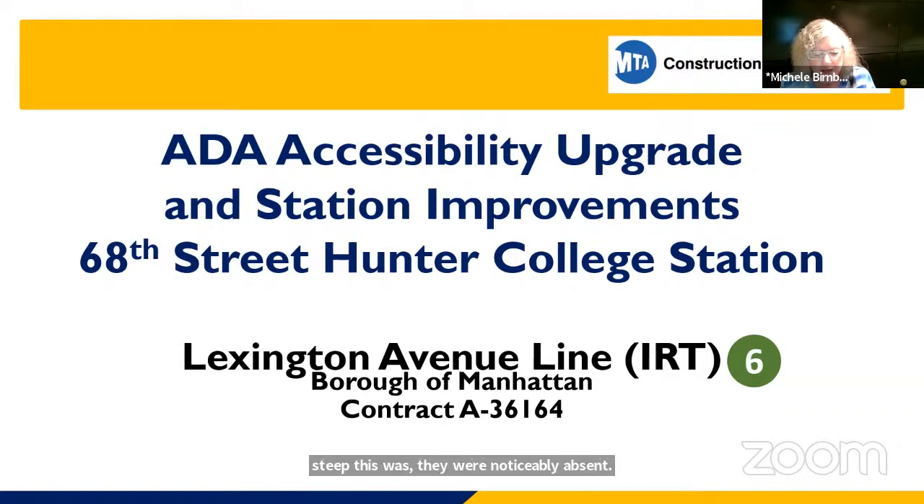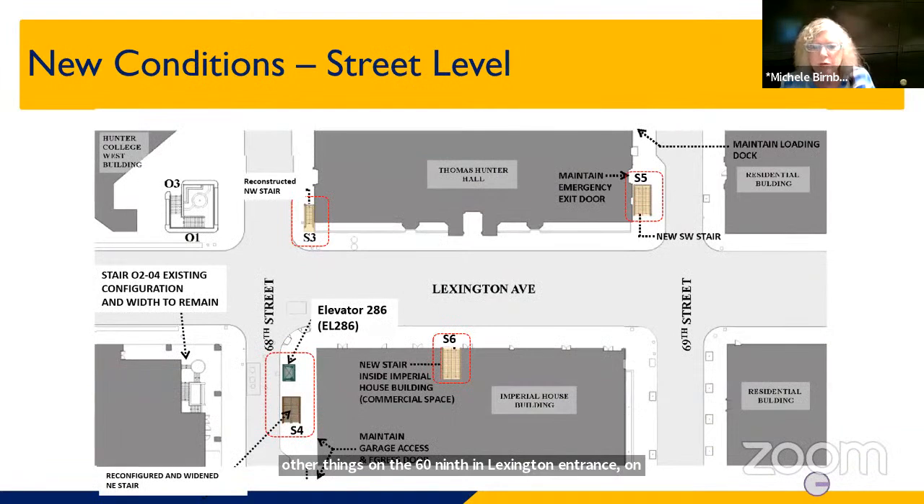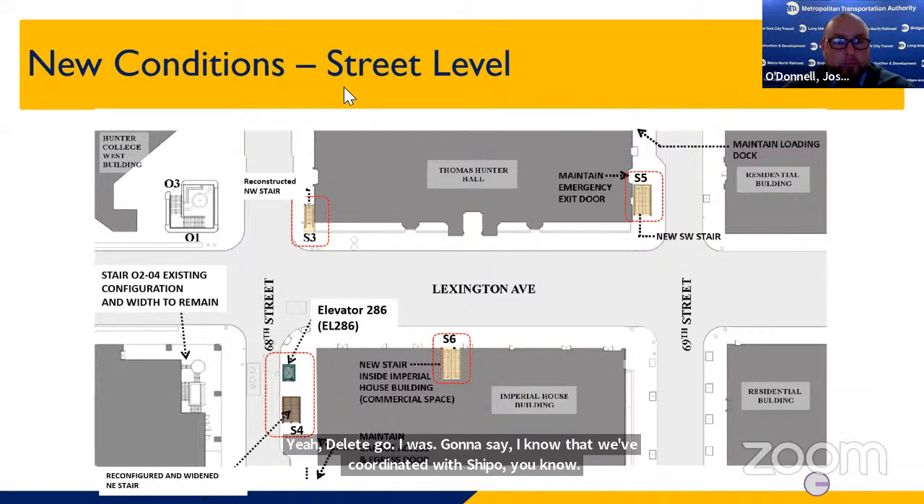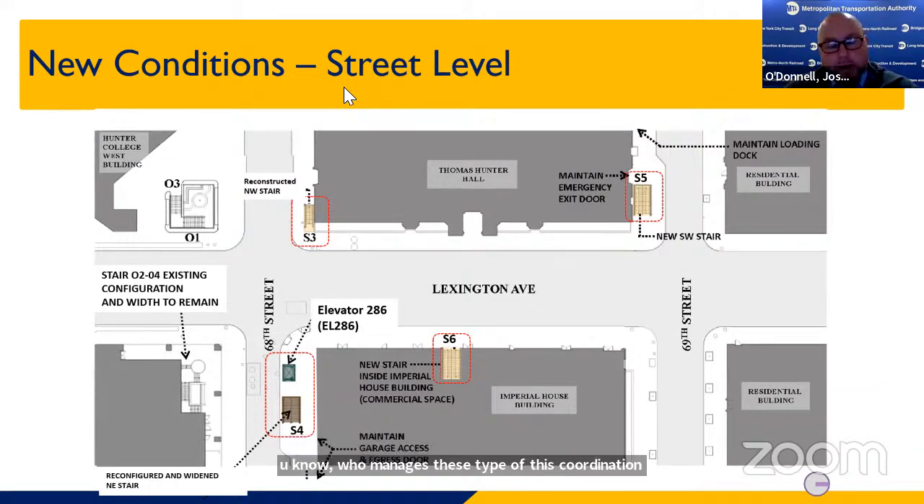Just a couple of other things. On the 69th and Lexington entrance on the north side, the southwest corner of 69th, you're looking at it here. When this was originally discussed, there was a lot of concern that this is a landmarks building, and there was some concern about invading it in some way. So how has that been resolved here? As I'm looking at the stair, it appears to me that it is only on the street, but did you need to go into the building with any of the work being done here, and how did you resolve that? Dilip, I know that we've coordinated with SHPO, who manages this type of coordination, but I'm going to defer to Dilip to talk a little bit about it.